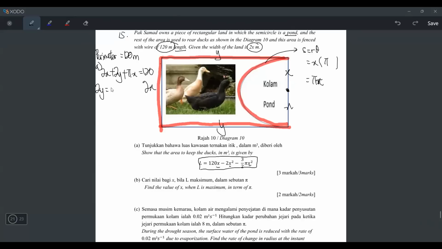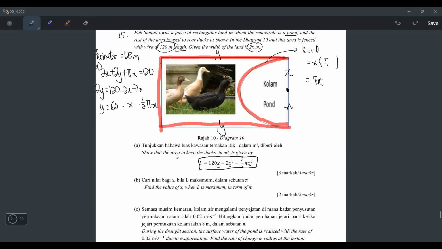So how to make y single? 120 minus 2x minus pi x. Okay, and then let's erase this. And then what you do is everything divided by 2 because I want y to be single. So 120 divided by 2 is 60, 2x divided by 2 is x, and pi x divided by 2 is 1 over 2 pi x. I have successfully found y single.